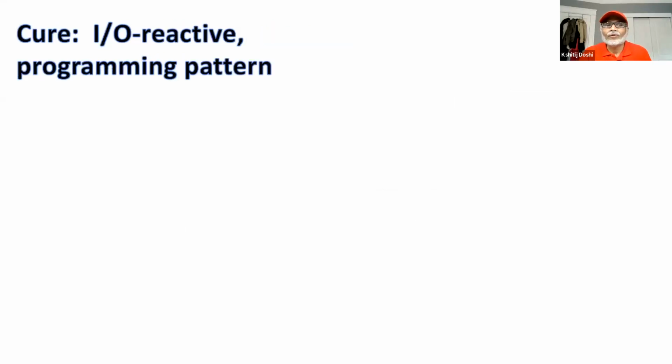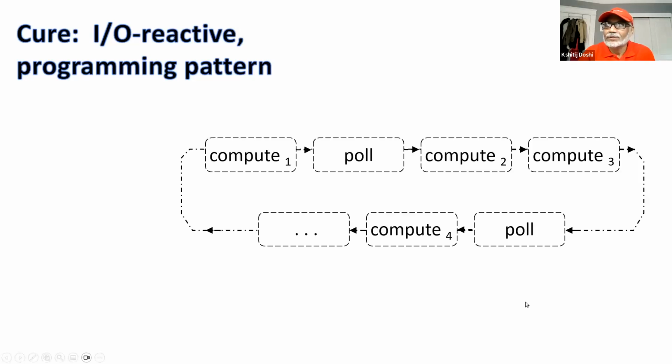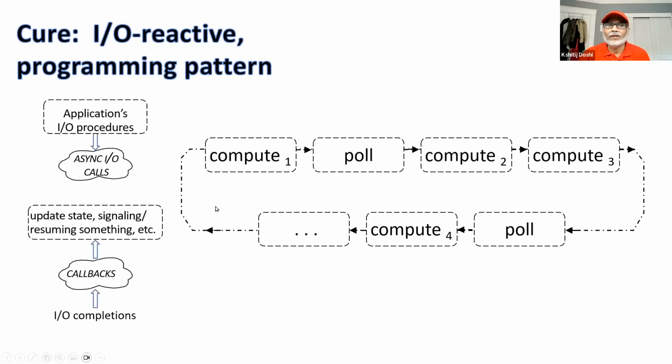So the natural cure for this is to have I/O reactive programming patterns where computations are blocked up as chunks of computations that can be given to the same thread or the same groups of threads, a division of labor. One set of threads goes through and handles all of these computations in turn, and as the need arises for I/Os to be issued, those might be performed by an application's async I/O calls.